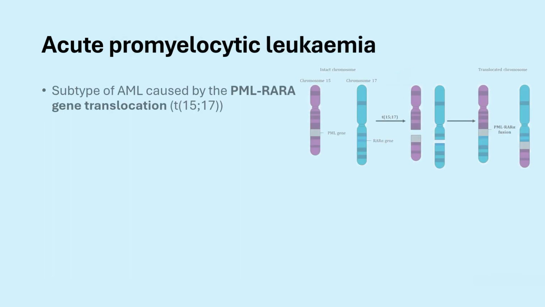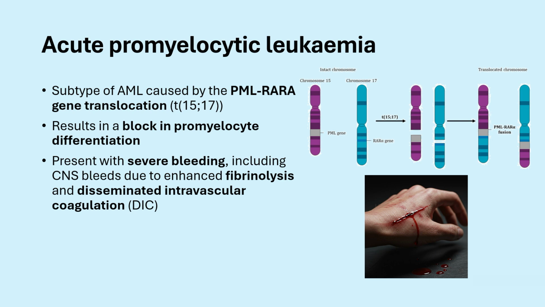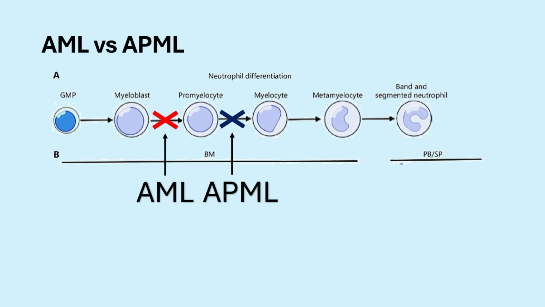Acute promyelocytic leukemia, or APML, is a subtype of acute myeloid leukemia defined by the translocation of chromosome 15 and 17, creating the PML-RARA fusion gene. This halts the promyelocyte differentiation. Patients typically present with severe bleeding, including CNS bleeds, due to enhanced fibrinolysis and disseminated intravascular coagulation. Unlike AML, APML typically affects young adults aged between 20 and 40, and it has the best prognosis of all AML subtypes.